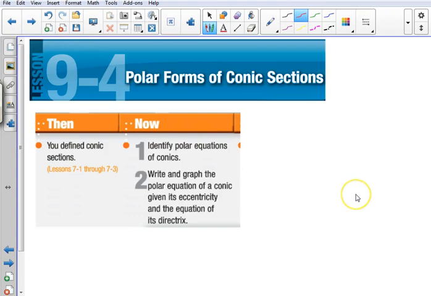All right, 9.4. Again, the learning target today is to identify polar equations of conics. What are conics? We have two words here, polar and conics. Conics are hyperbolas, circles, ellipses, parabolas. So this isn't as hard as it sounds, okay? Then it says write and graph. Well, that's the part that I cut off because we don't have time, okay?